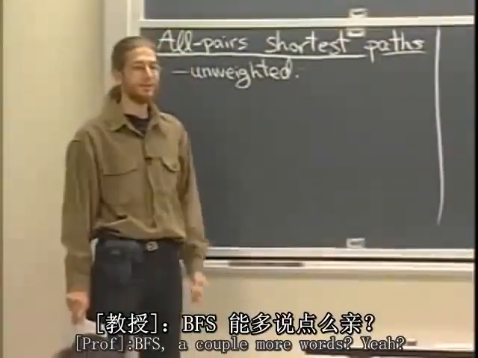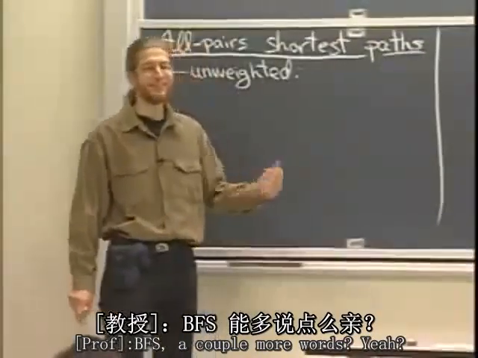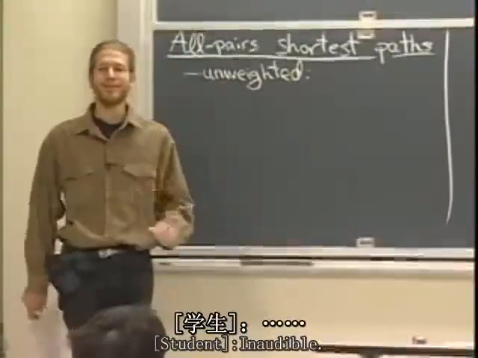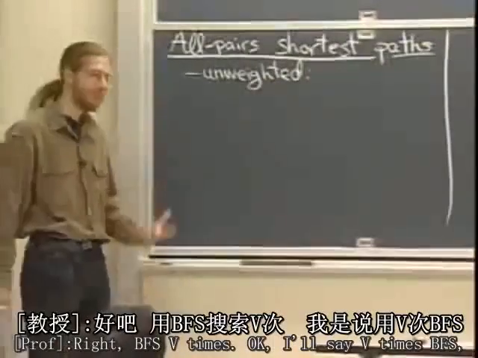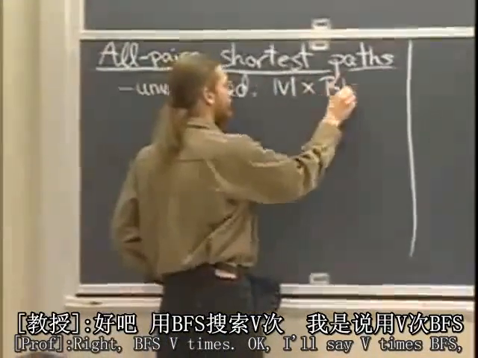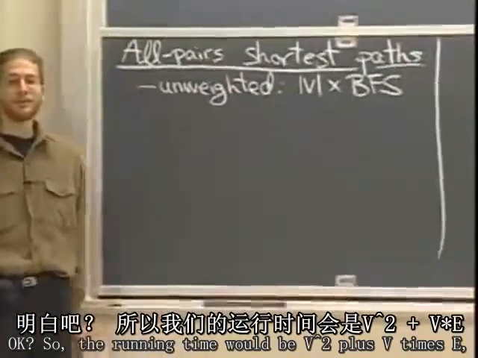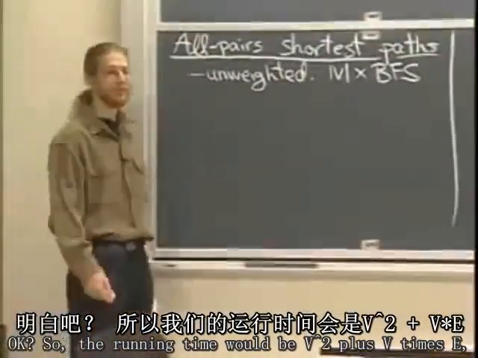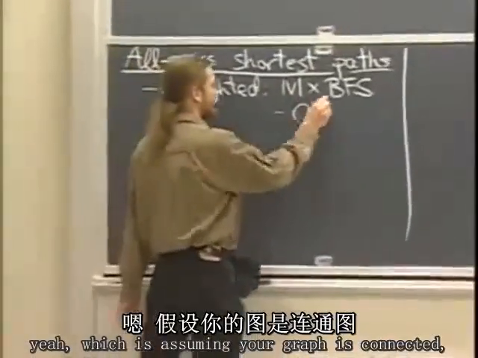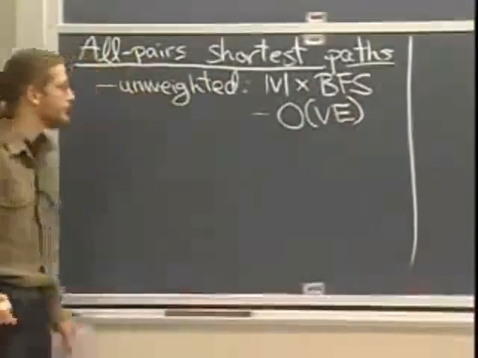BFS. Couple more words. You do V times in one structure. Right, BFS V times. Okay, I'll say V times BFS. So the running time would be V squared plus V times E, which, assuming your graph is connected, is V times E. Okay, good.